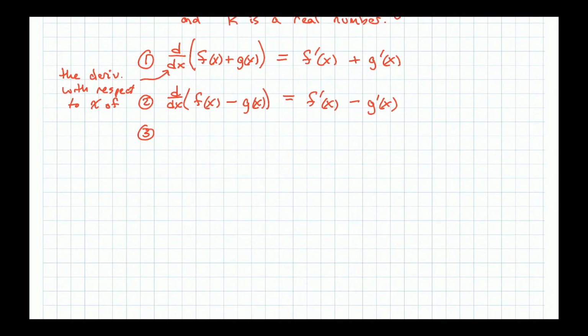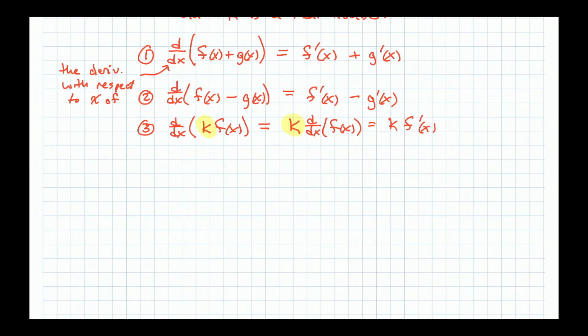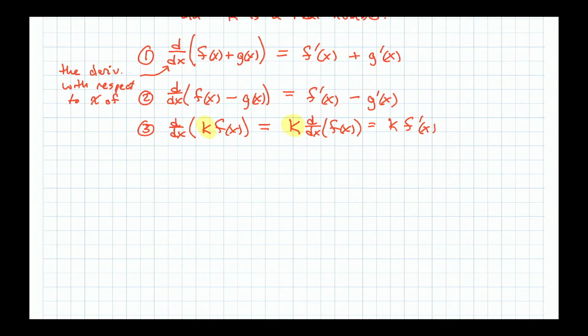Another rule would be that if you have the derivative of a constant times f of x, that you can just say that that is the constant times the derivative of f. So you can think of that as taking this constant and moving it out front. And then when you take the derivative of f, you get f prime. Okay. Now what else? So we have addition, we have subtraction, we have rule 3, which we call scalar multiplication.